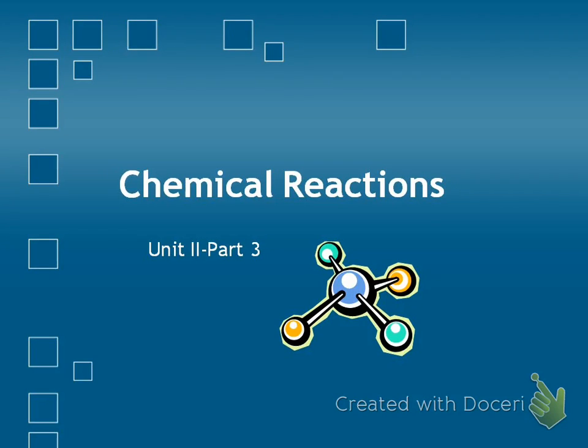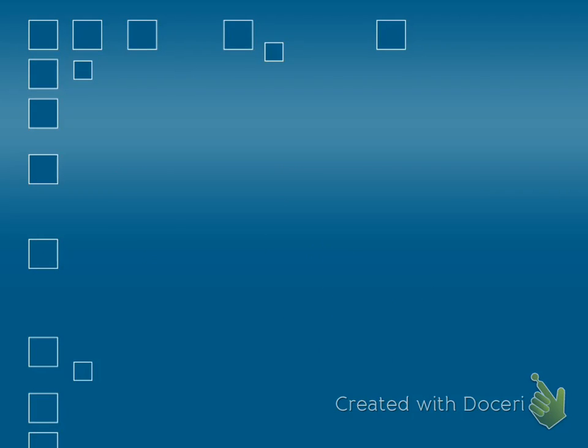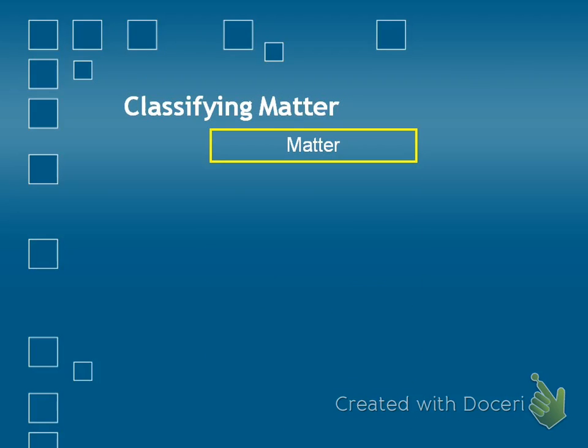All right, today we're going to start chemical reactions, which is part 2 of our chemistry unit. We've talked about the properties of matter, we've talked about the classification of matter, and the periodic table, and now we're going to look into what happens when elements bond to form compounds. And first, before we move into that, I want to quickly review how matter is classified.